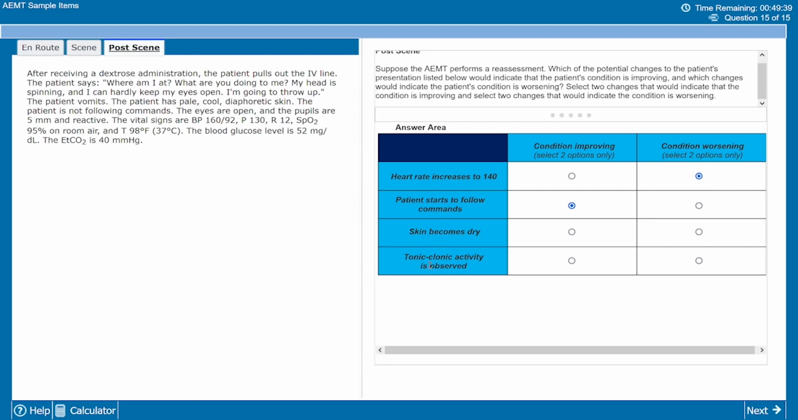So tonic-clonic activity is observed. That shows that it's worsening, right? So then we're starting to move towards seizure-like activity. We don't want to see this, right? We don't want to see any type of seizure just in general. But if we go back over here, since this is showing that it's worsening, this would actually show that the patient is improving.